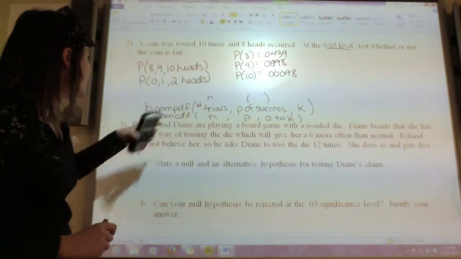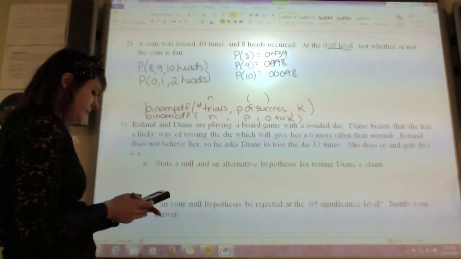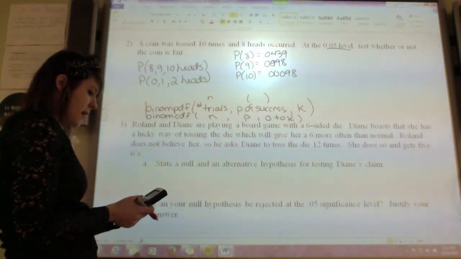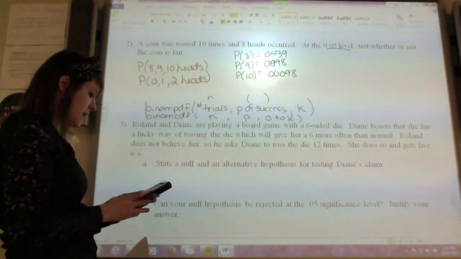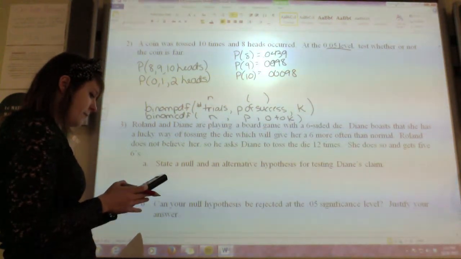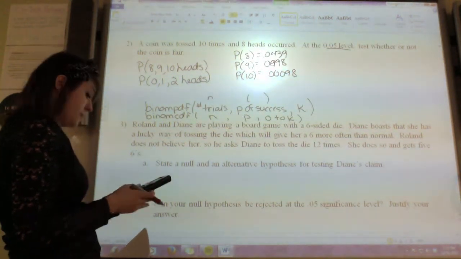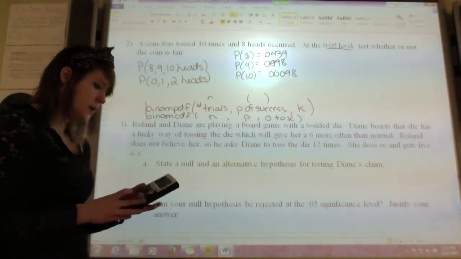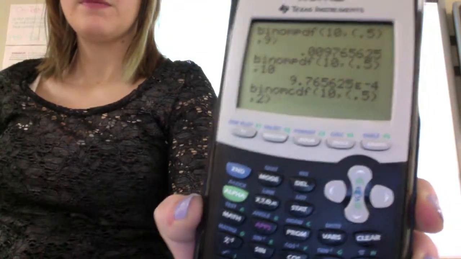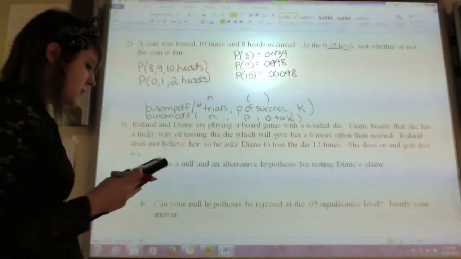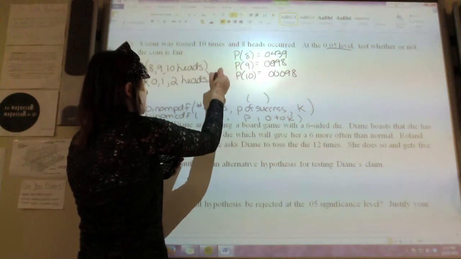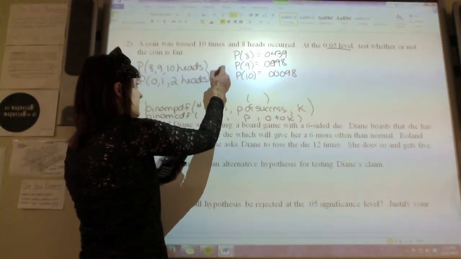Okay, so using my binomial CDF, I'm going to start with my n value, which is 10. Then I have 0.5 for my p value. And then I'm going to go 0 through 2, so I'm just going to type in a 2 here. This is what it should look like. Then I'm going to hit enter, and that gives me 0.0547.